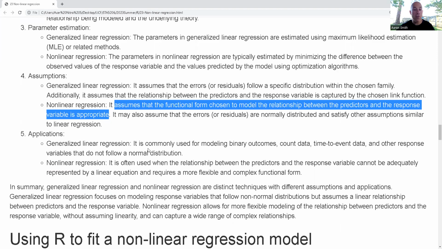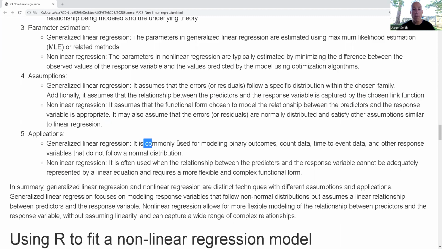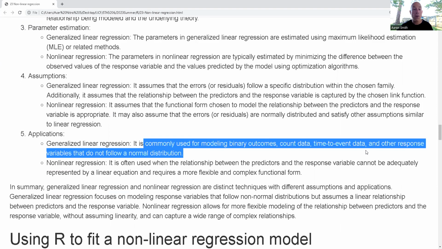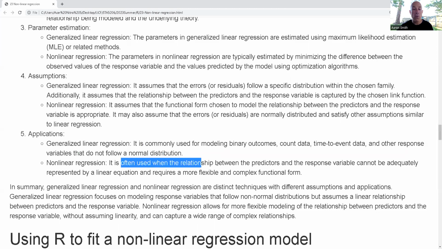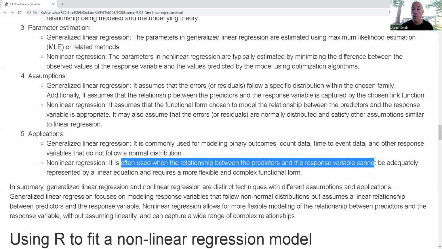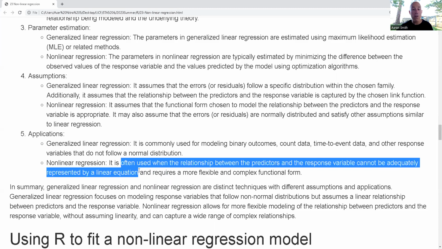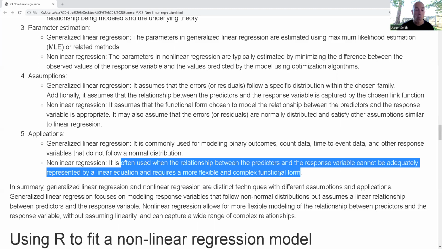Now, for applications, GLM is commonly used for modeling binary outcomes such as logistic regression, count data such as Poisson regression, time to event data, and other response variables that do not follow a normal distribution. Nonlinear regression is often used when the relationship between the predictor and response variables cannot be adequately represented by a linear equation and requires more flexibility and a more complex functional form.